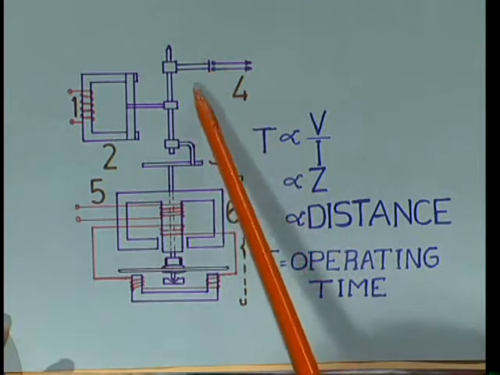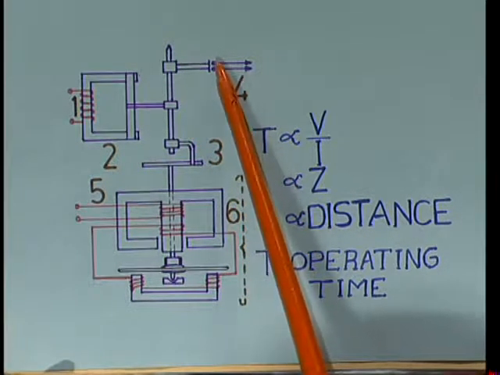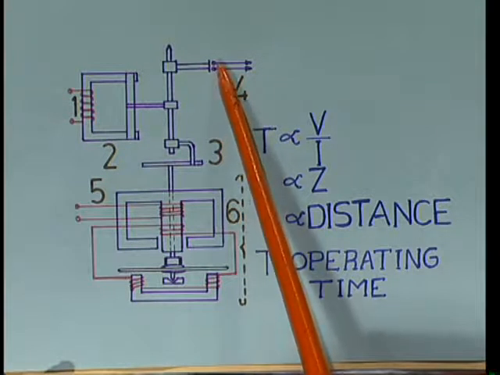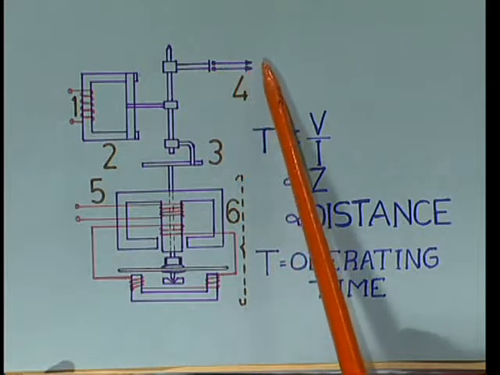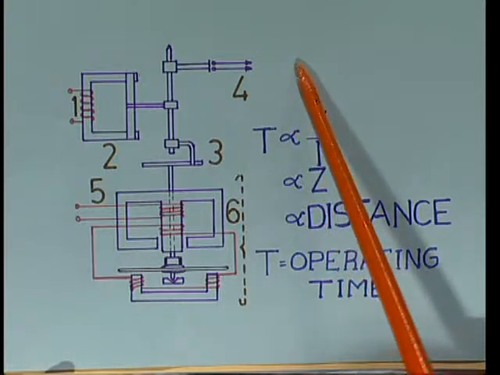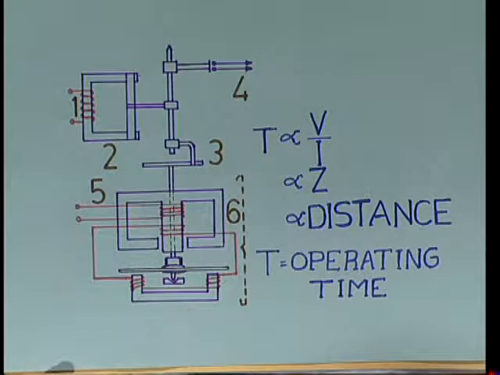This moving contact touches the fixed contacts. Where this fixed contact touches, the trip circuit is closed. Then the trip circuit energizes the circuit breaker, and the circuit breaker disconnects the faulty section from the healthy section. Like this the relay works.